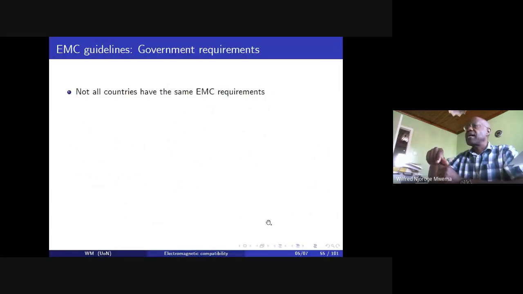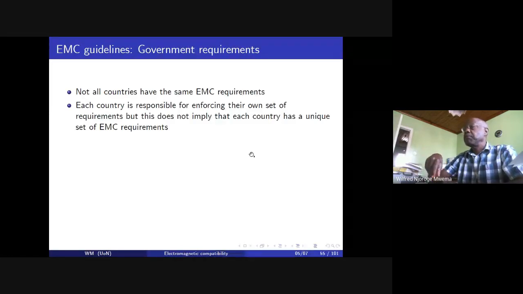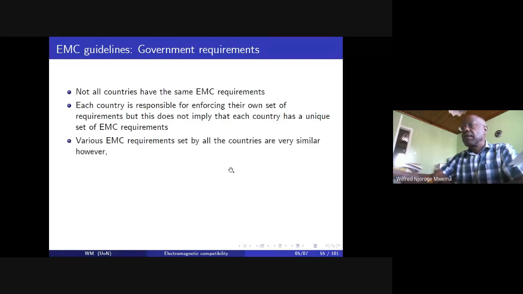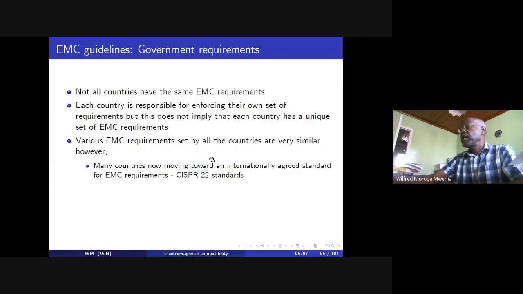So not all countries have the same EMC requirements, however. Each country will be responsible for enforcing their own set of requirements, but this does not imply that each country has a unique set of EMC requirements. The various EMC requirements set by all countries will be very similar, and many countries now are moving toward an internationally agreed standard for EMC requirements as covered by the CISPR, which is a standards committee that deals mainly with radio communication.